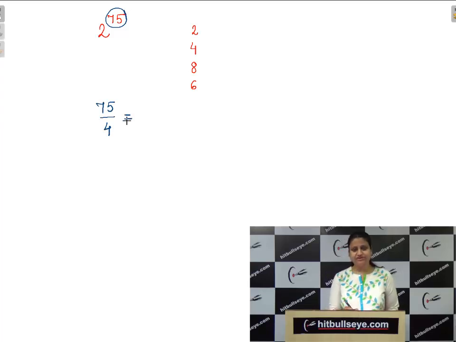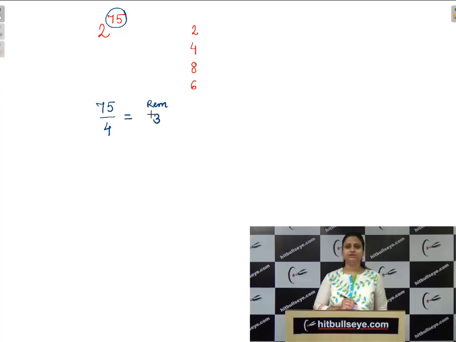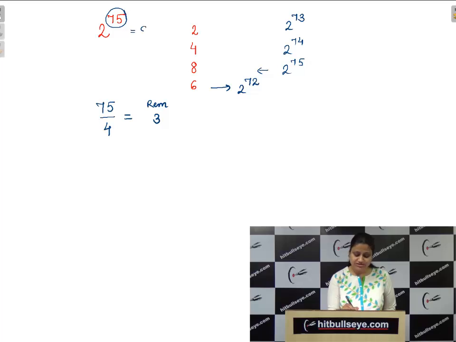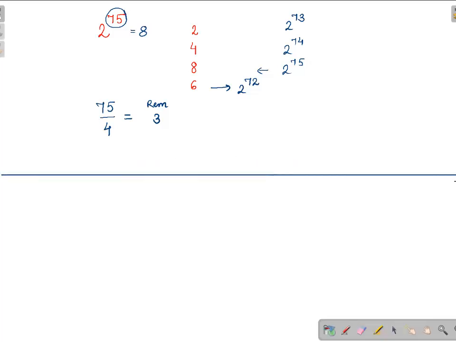If we divide 75 by 4, what is the remainder I am getting here? That is 3. It means before 75, what is the multiple of 4? That is 72. It means 2 raised to power 72 will end in 6. 2 raised to power 73 will end in 2. 2 raised to power 74 will end in 4. And 2 raised to power 75 will end in 8. So, what is the answer in this case? It will be 8. Now, once again, we'll just apply the shortcut here.